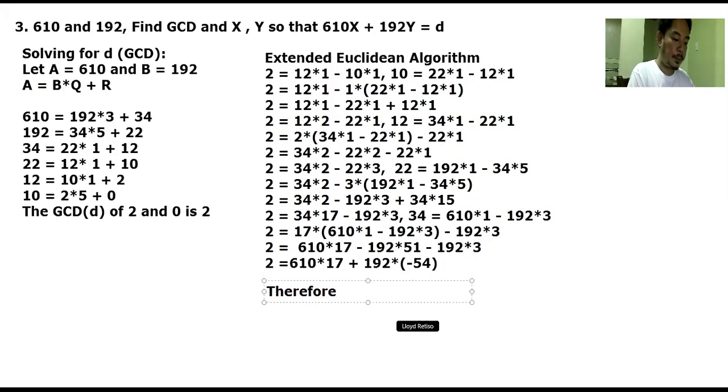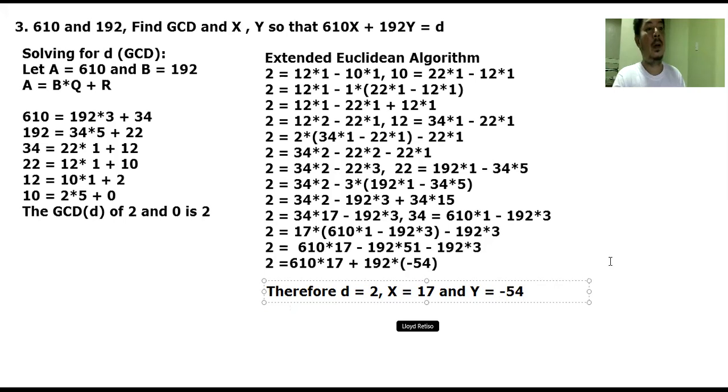So therefore, d is equals to 2, x is equals to 17, and y is equals to negative 54. So ilang points po yan? So that is 20 points. So total po is 100 points.